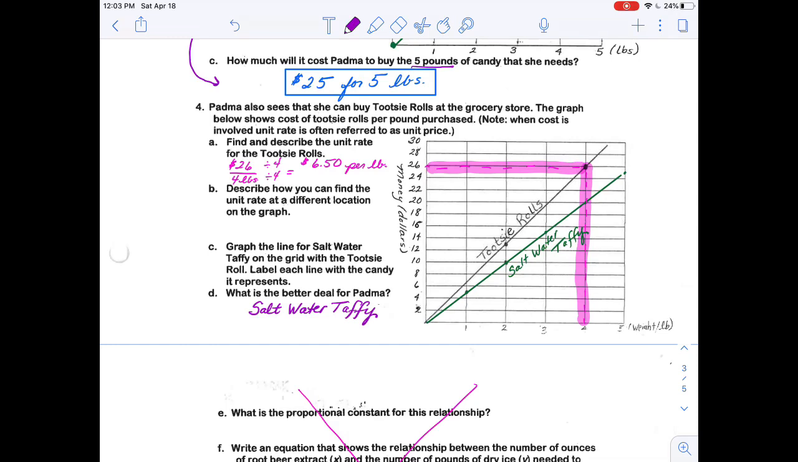But if you didn't know the actual price and you only had a graph, which I put the saltwater taffy on here and the Tootsie Rolls, you can see just by comparing, Tootsie Rolls is higher than the saltwater taffy graph. Your slope is larger. Your unit rate is larger. That's why it's on this higher line right here. So if I only had the graph to compare, I would easily be able to say Tootsie Rolls is definitely more expensive than the saltwater taffy. And that's where we got that answer.